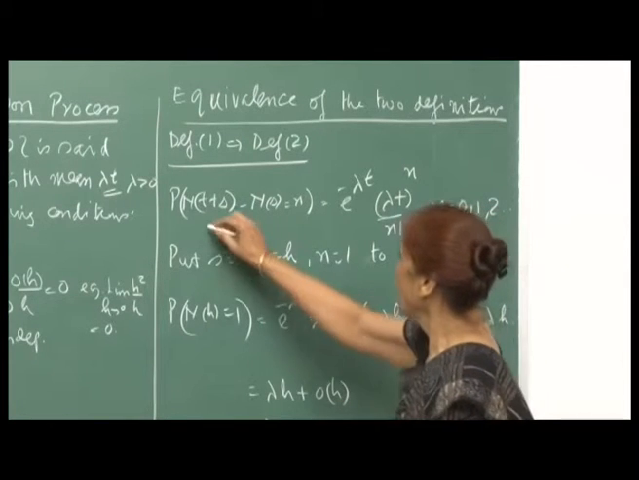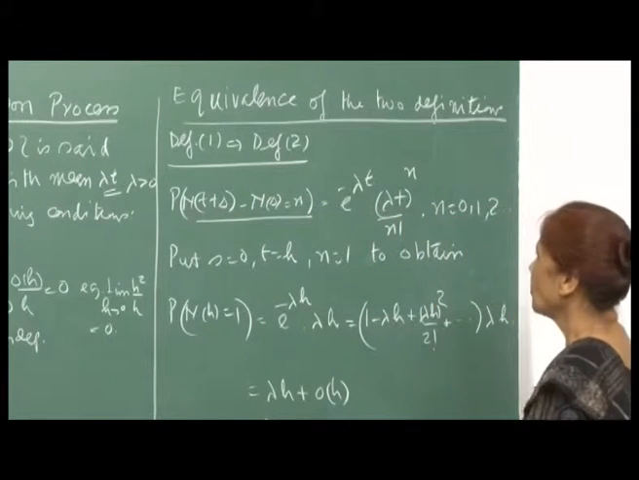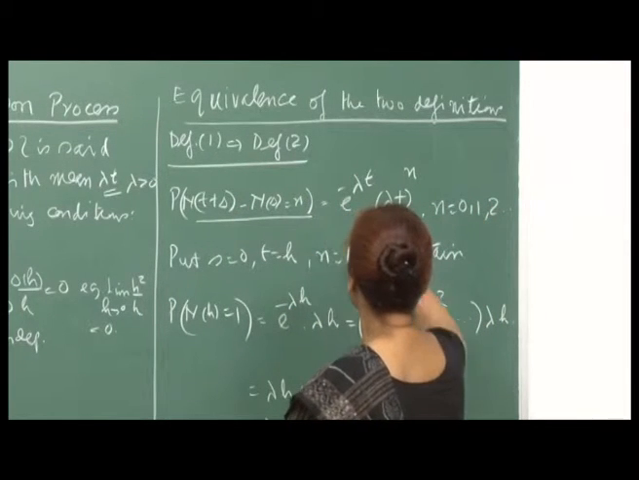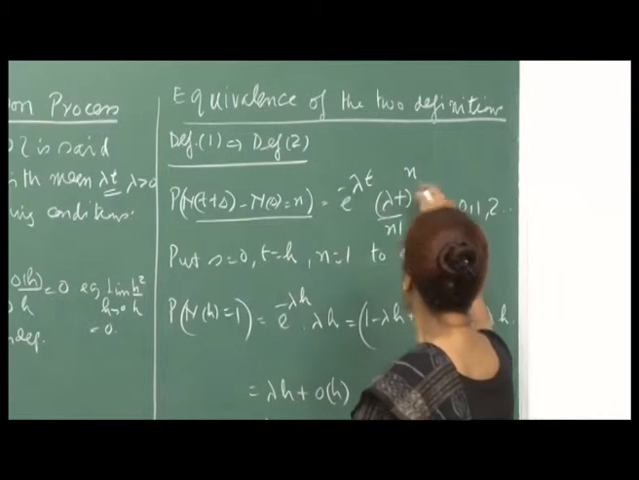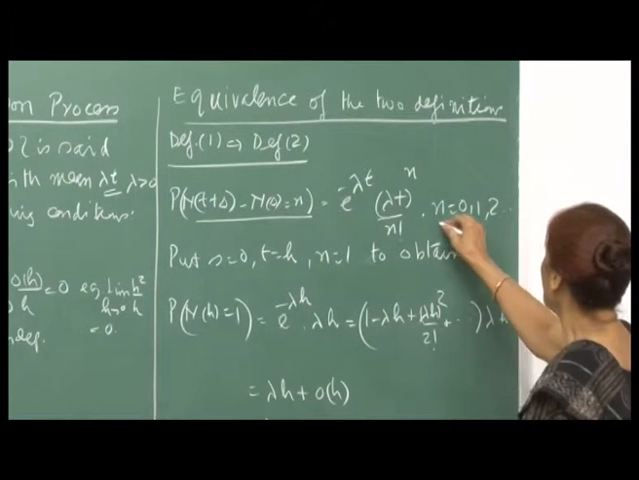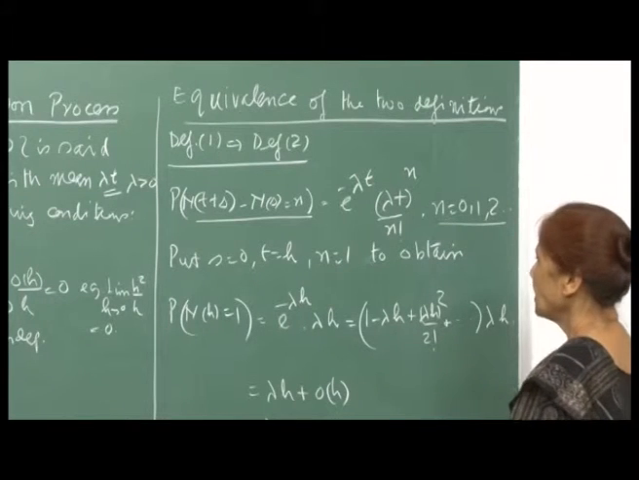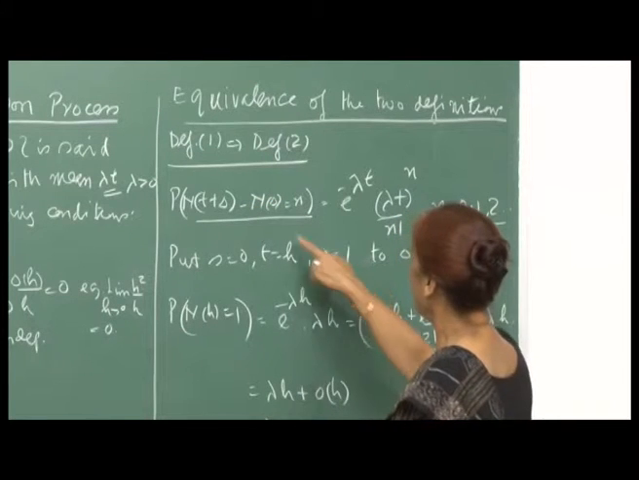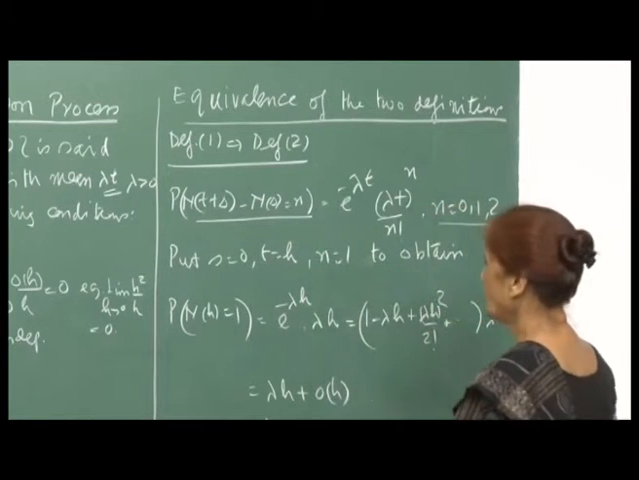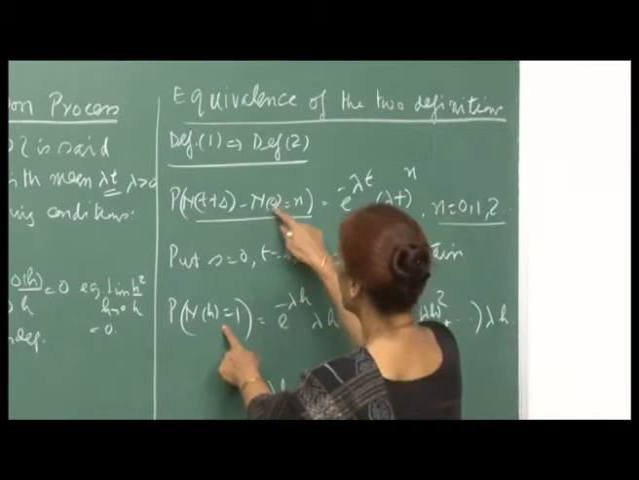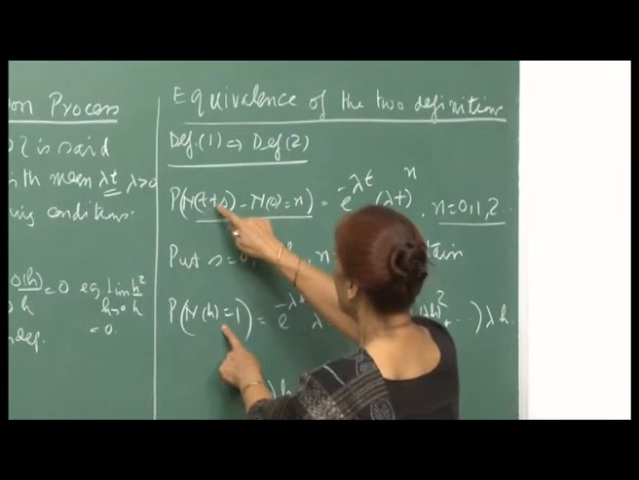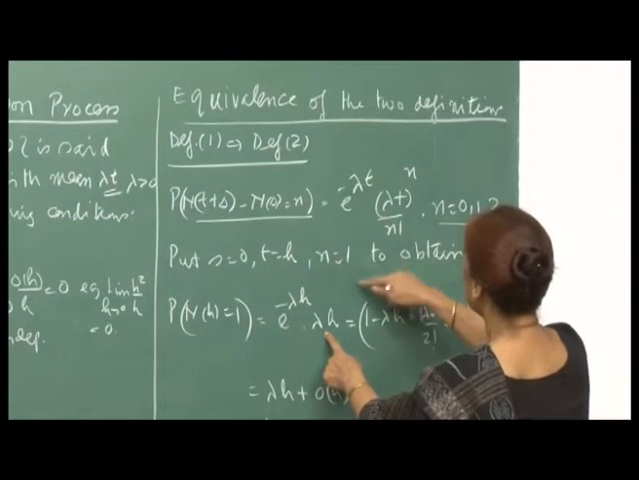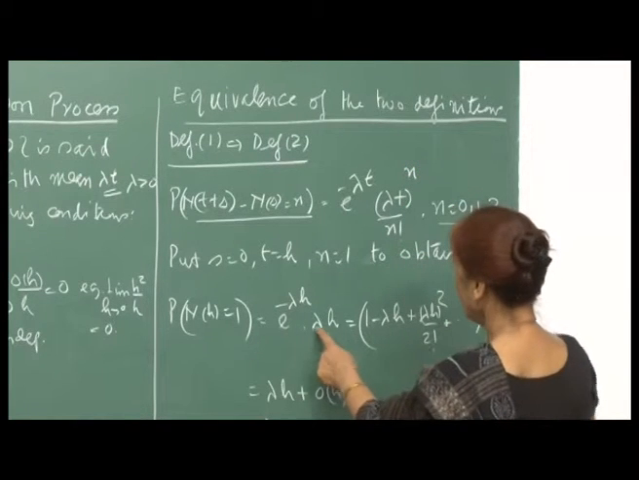So, here we start with this. Definition 1 says that the probability that N(t+s) minus N(s) equals n is e raised to minus lambda t, times (lambda t) raised to n upon n factorial, where n varies like this. Now, put s equal to 0, t equal to h, because this is for all s and t, and n equal to 1 in this equation. Then you obtain that the probability N(h) equal to 1 is given by e raised to minus lambda h, times lambda h raised to 1, and this is it.